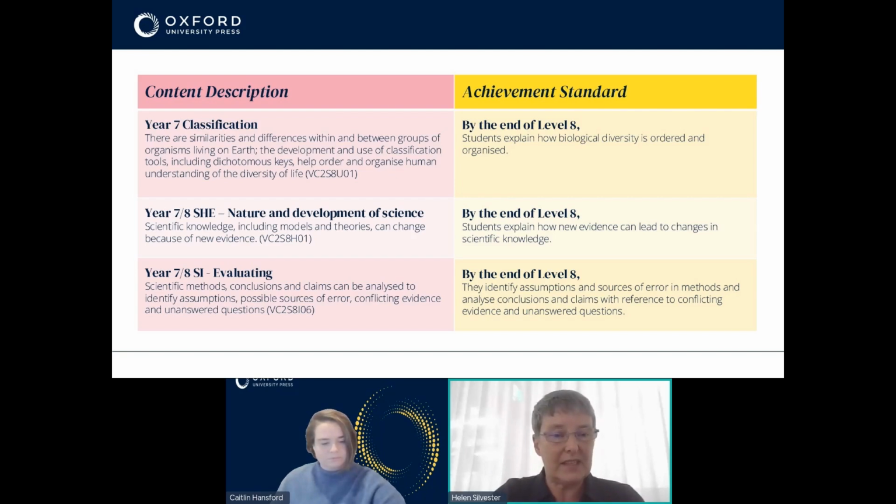And evaluating, again: scientific methods, conclusions, and claims can be analysed to identify assumptions. And then students need to identify assumptions. So not explaining assumptions at this level, just identify assumptions and sources of errors. So keep an eye out for those key verbs. They're the ones that are put there on purpose, deliberately put there because that's the level that students need to achieve.